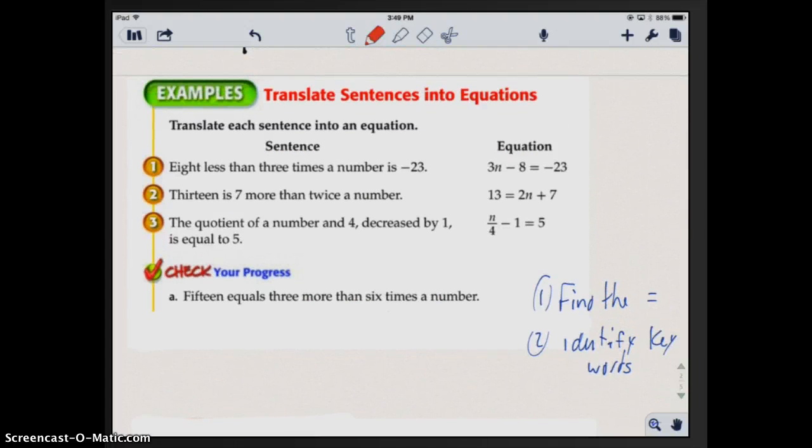So I'm going to go kind of quickly. Pause the video whenever you need, repeat it whenever you need. First, we'll look at some problems that they already have done for us. 8 less than 3 times the number is negative 23. Here is the equal sign. Notice how it's got the negative 23 right there.